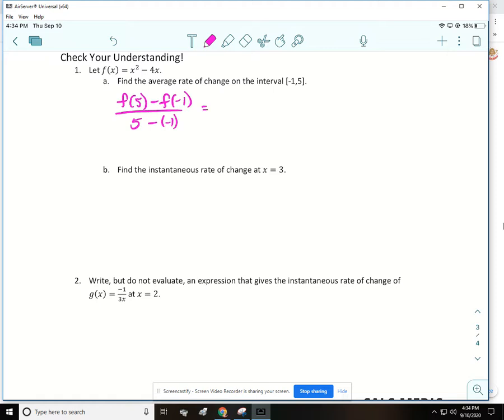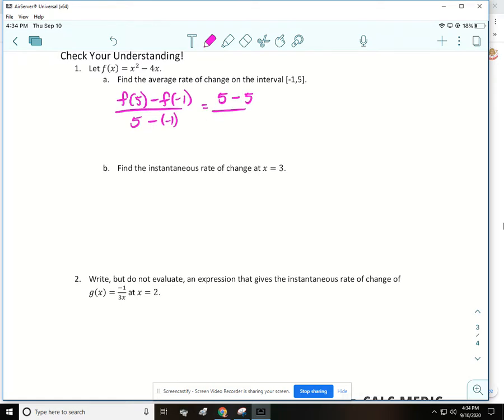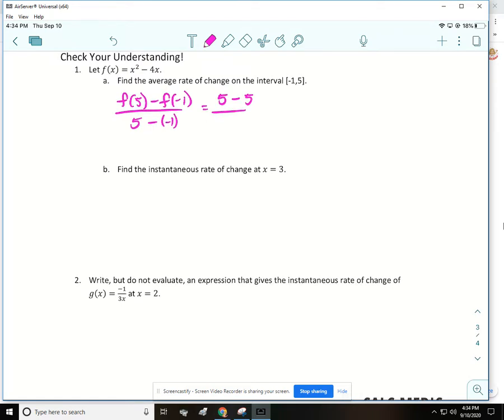All right, f of 5, we can do it in the calculator or in our head. We put 5 in for x and square it, we get 25 minus 4 times 5, which is 20. That's going to be 5. Then f of -1: -1 squared is 1, minus 4 times -1 is positive 4, so that's also going to be 5. And then 5 minus -1 is 6. So we get 0 over 6, or just 0.